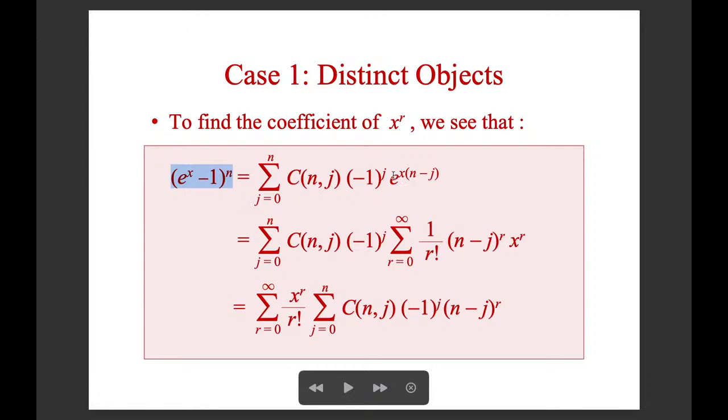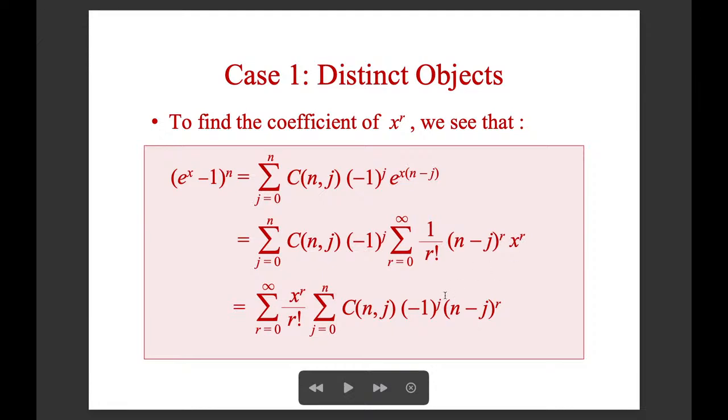And now we have e to the power x, n minus j. So this time we are expanding this particular term, based on the definition of e to the power something. So it is 1 over r factorial multiplied with the exponent to the power r. So n minus j, r, x to the r.